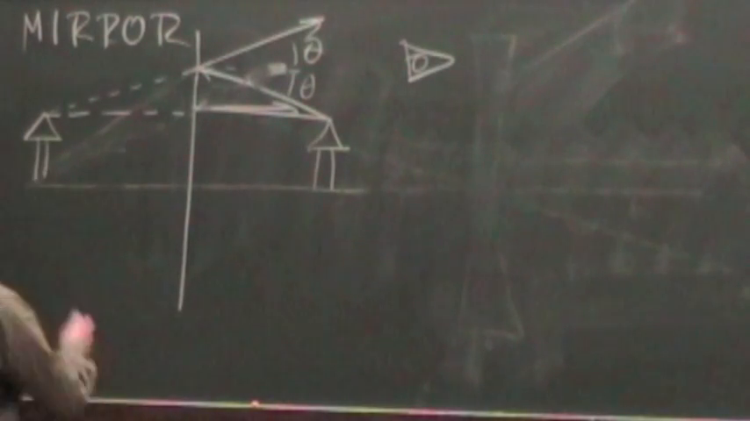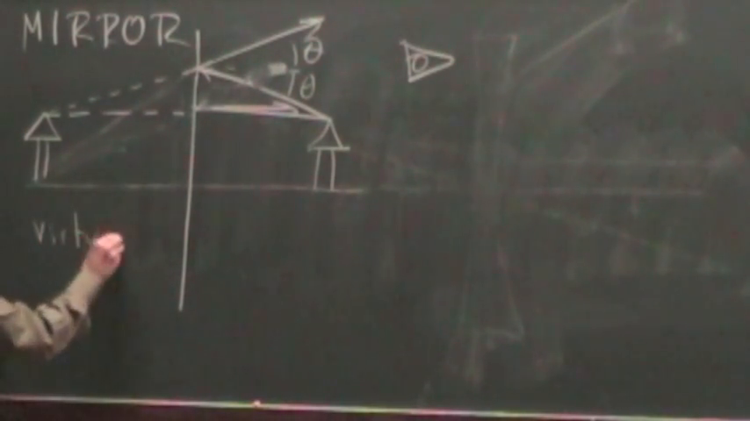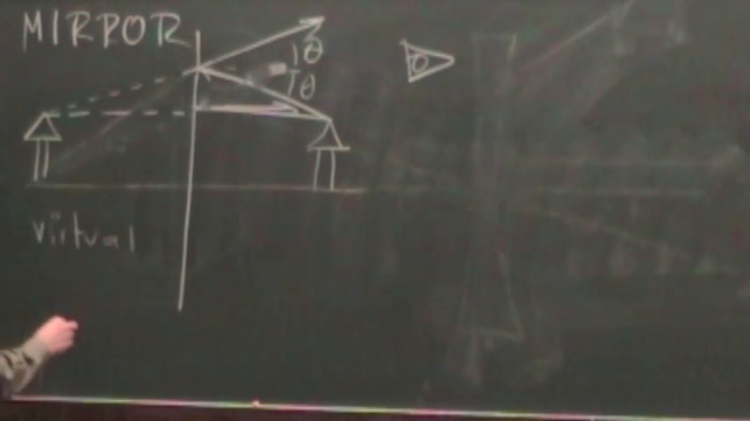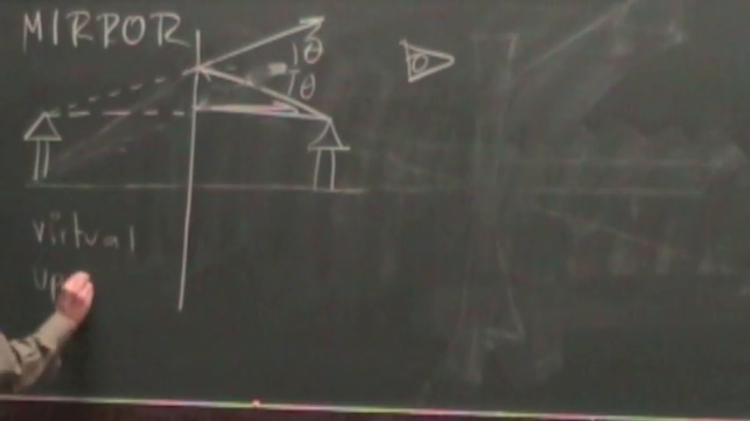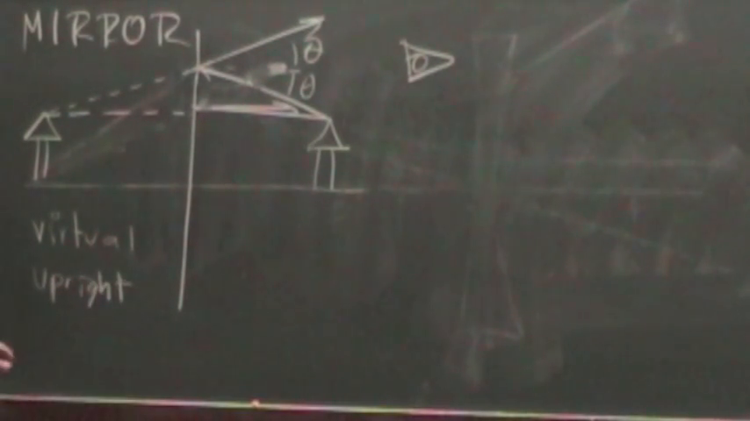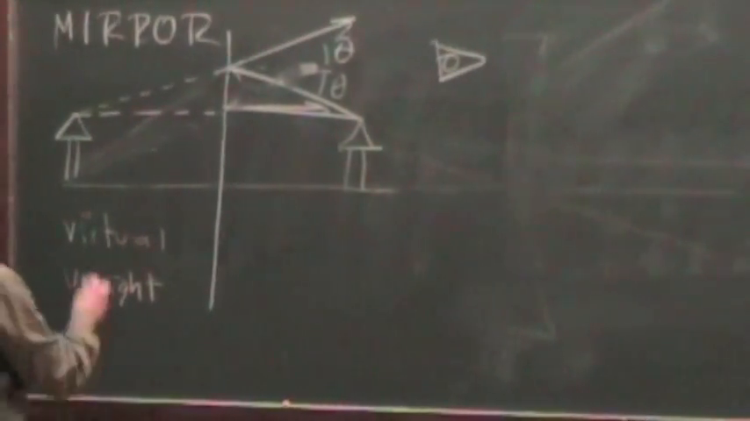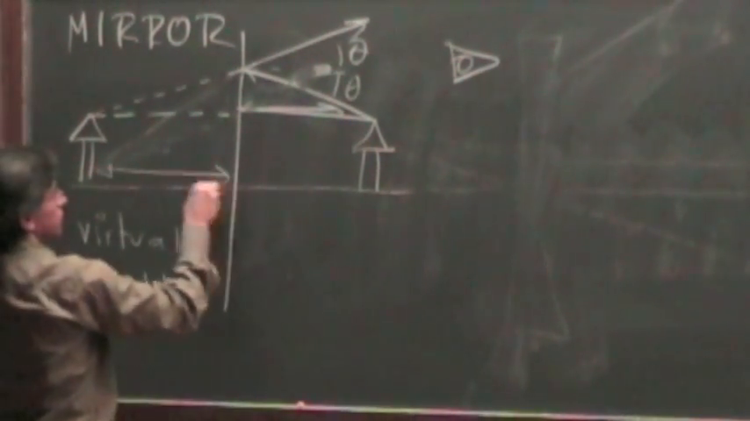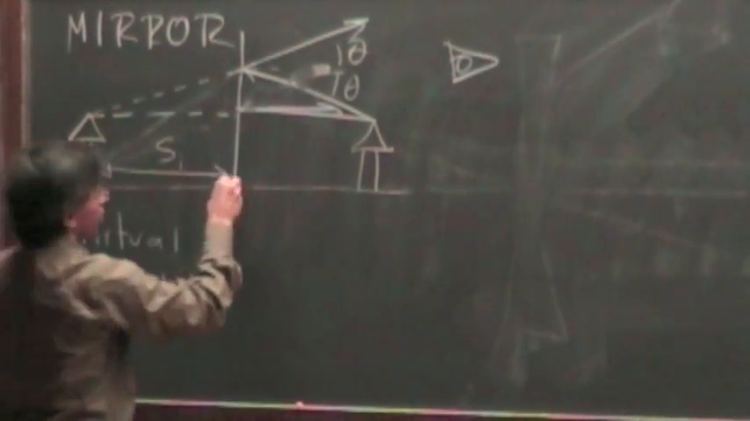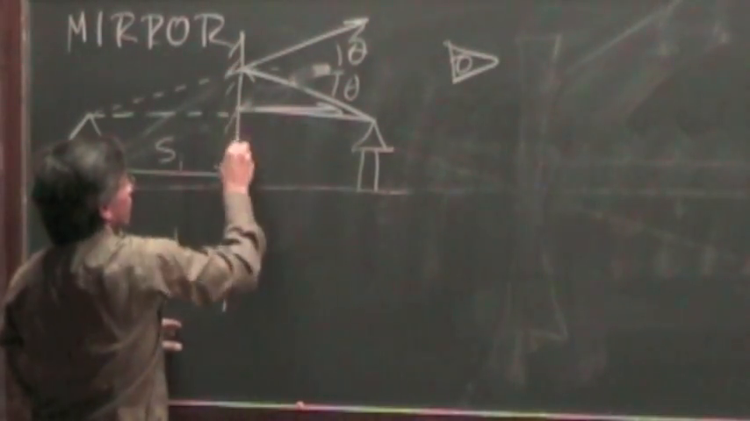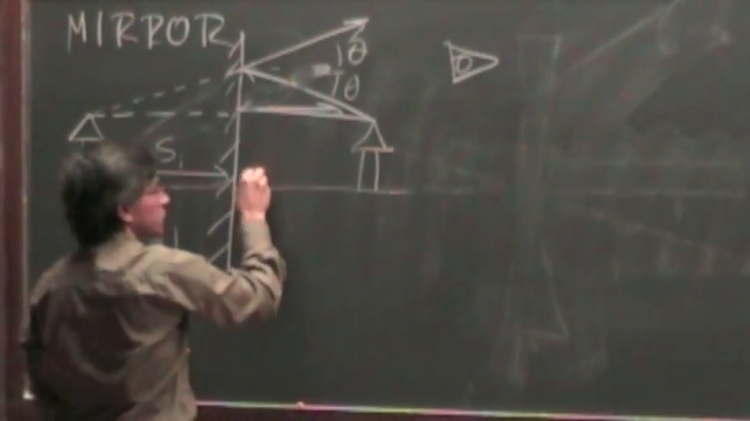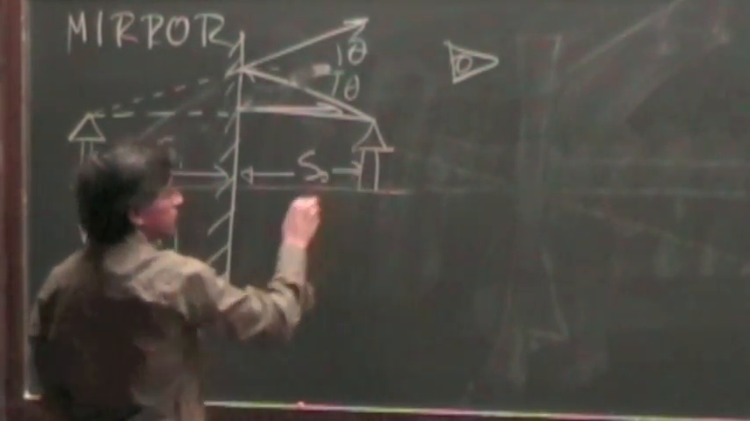So that is an image that is virtual. And for a flat mirror, it's also upright. And the size of the image and the size of the object are the same. And the distance between the image and the mirror and the distance between the object and the mirror are the same.